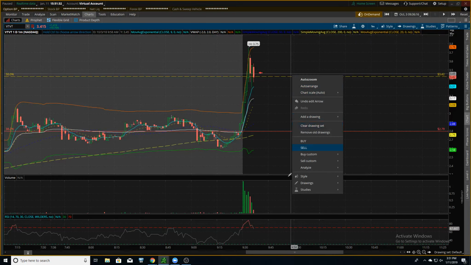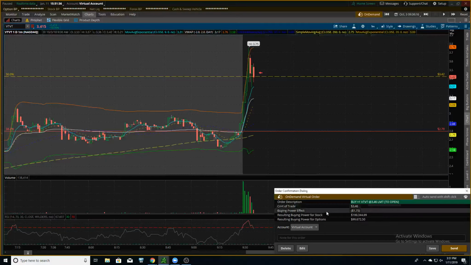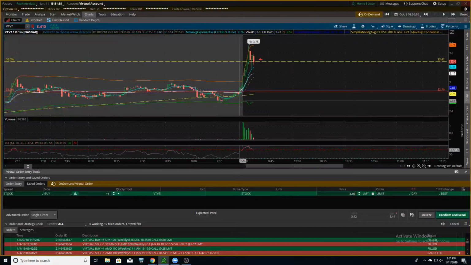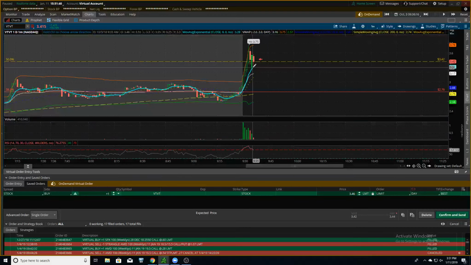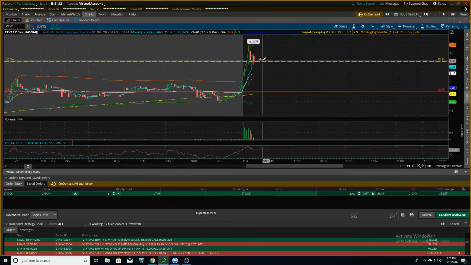Go ahead, get our order set up. So we were planning for it to come back to this 9 EMA. 342 was our hold zone, so 345 would be a quick, easy fill right through there. We want 100 shares, make it nice and easy. So we shall hit play.